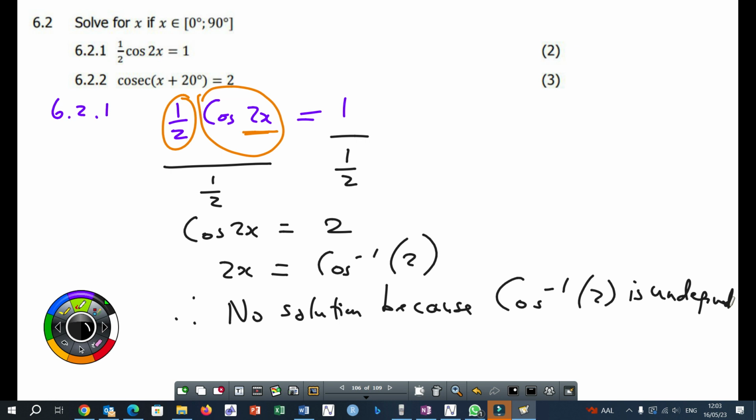Where are the marks going? One of the marks is for the conclusion. The other mark will probably be up to here. If you wrote x equals and then put nothing, that's wrong and you don't get a mark. Then you must provide a conclusion. Is there a solution or not? If you say there's no solution to it, that's fine. Give a reason.